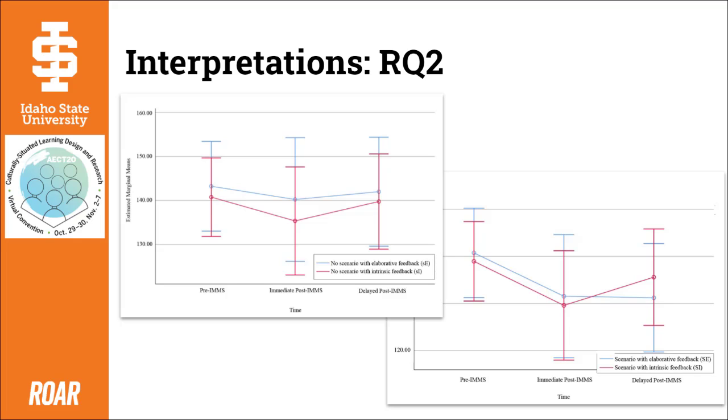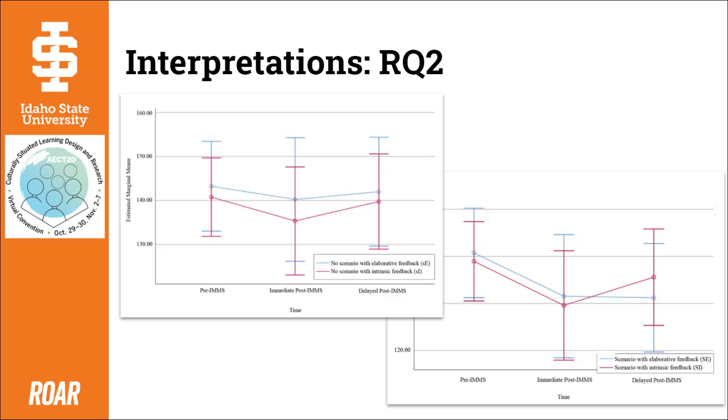And as a result, if we look at the scenario with the elaborative feedback, that group stayed low. They were simply saying, okay, we're providing some negative results, whereas the scenario with intrinsic feedback rebounded much like the other groups did. This may be worth future study. We'll talk more about this in the next slide.